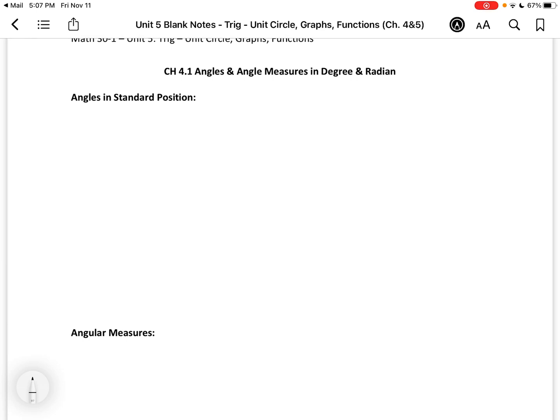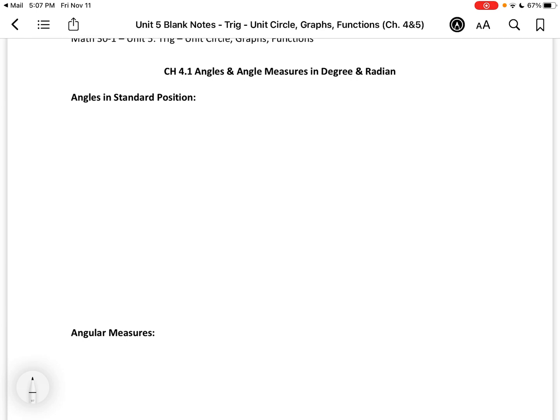But if you've ever cleared your calculator and then taken a trig test, we always tell you once you clear it, switch your calculator back into degree mode because the default is radians. So we've never really told you what those radians are all about, but that is one of the big focuses of today's class.